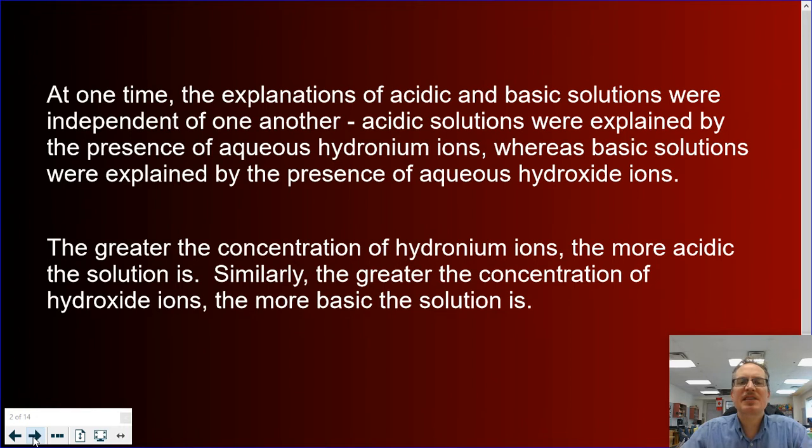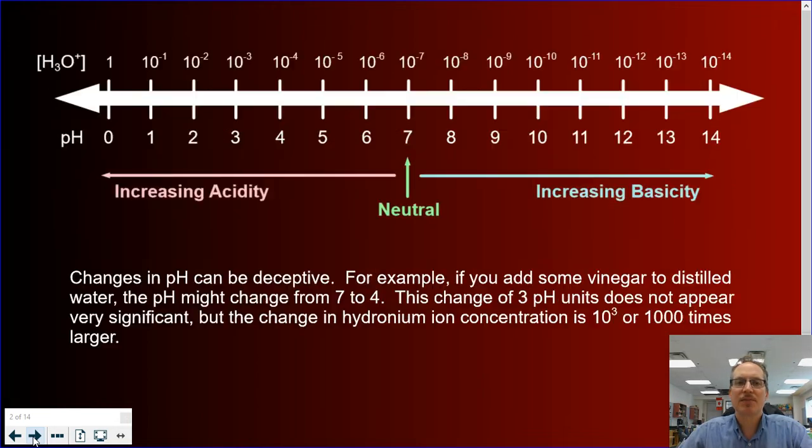At one time, the explanations of acidic and basic solutions were independent of one another. Acidic solutions were explained by the presence of aqueous hydronium ions, whereas basic solutions were explained by the presence of aqueous hydroxide ions. The greater the concentration of hydronium ions, the more acidic the solution is. Similarly, the greater the concentration of hydroxide ions, the more basic the solution is.